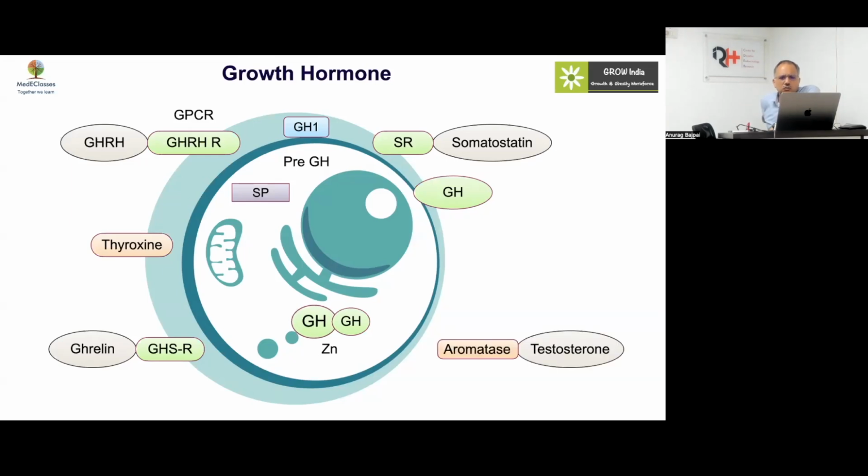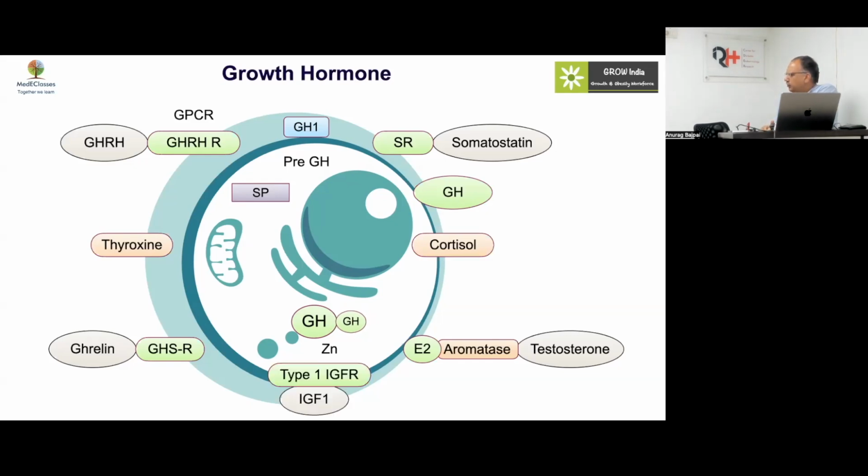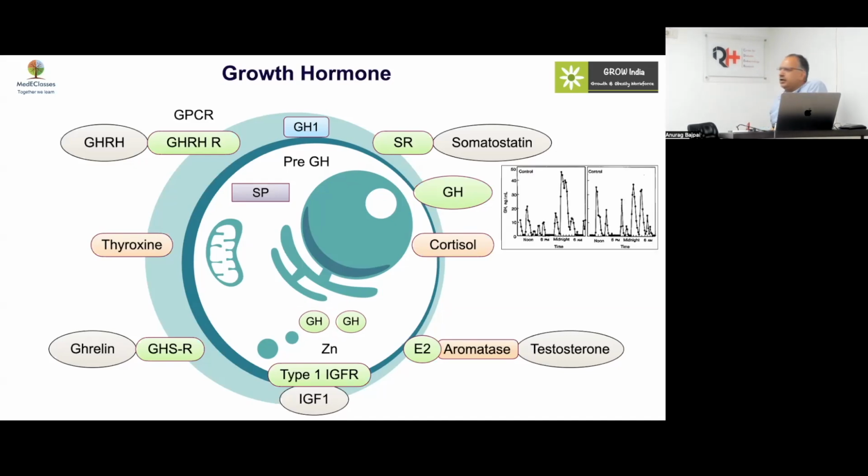Now, thyroxine is also important as far as release is concerned, as is estrogen, which is the main mediator of pubertal regulation. And that's why we talk about the role of priming with steroids during growth hormone stimulation. Cortisol is something which inhibits growth hormone secretion. IGF-1, of course, will have an inhibitory effect as part of the feedback pathway. So there are multiple regulators of growth hormone levels, and this results in this complicated pulsatile secretion.